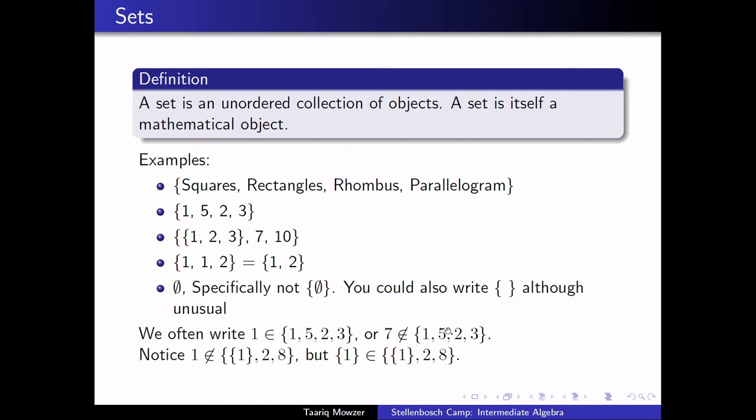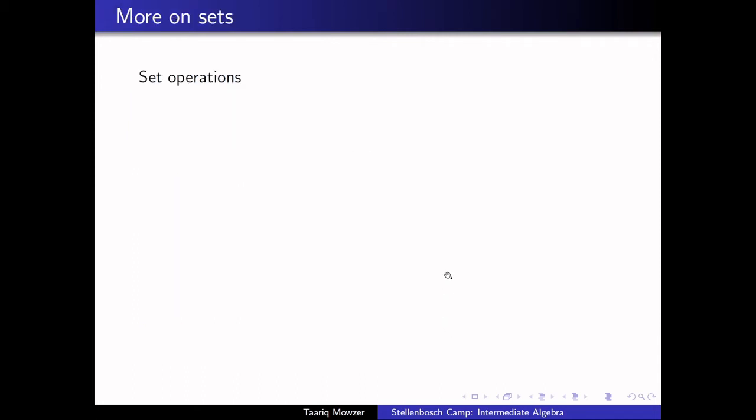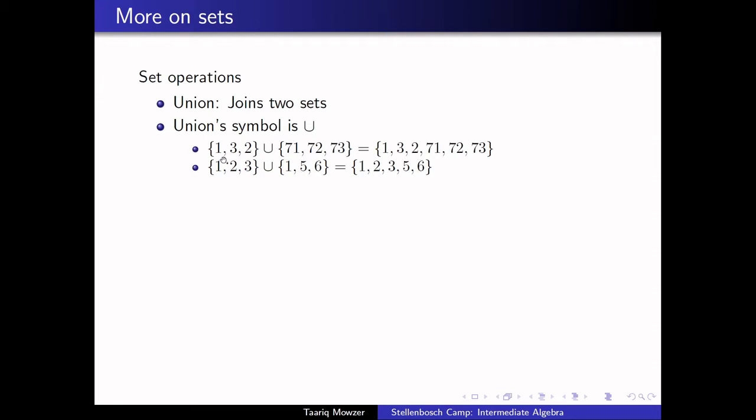Okay. Next we'll be dealing with some set operations. There's two main ones. The first one is the union that joins two sets. Essentially, if you have two different boxes with things in it, it puts all the things in one box. So over here we have a box with 1, 3, 2, union with 71, 72, 73, and we get a set with 1, 3, and 2, as well as 71, 72, and 73.